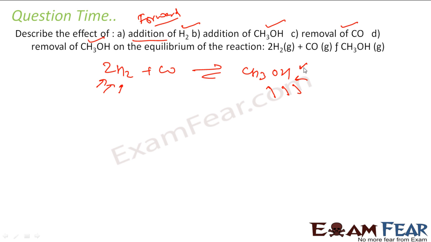If you add CH3OH, what will happen? The concentration of CH3OH will increase. The reaction will move in such a direction that it decreases this concentration. So the reaction will move in the backward direction.